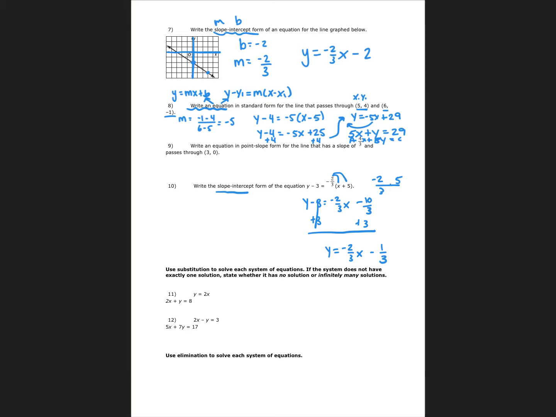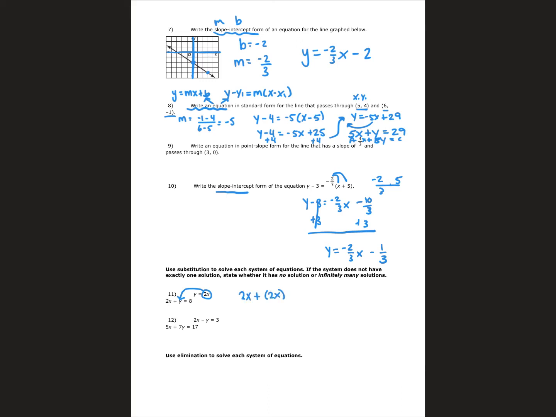Okay, substitution. For substitution, you need one equation isolated. So y equals 2x, that one already has y isolated. And then you plug that into the second equation. So I'm going to rewrite. So you plug in and you rewrite 2x plus the y, which is now the 2x.